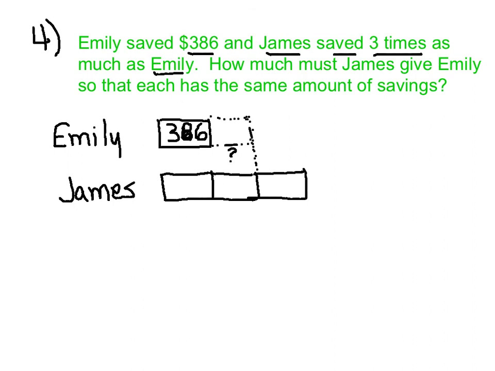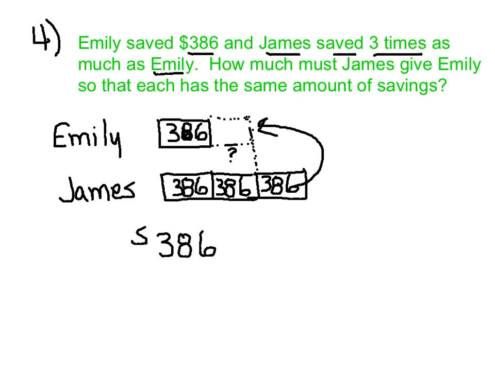Well, now that I look at the drawing, I realize that really I could just take one of these boxes and move it up to there. And I know that inside each of those boxes, because James has 3 times as many, inside each one of those boxes is $386. So James, if you gave Emily $386, then Emily and James would have the same amount. A lot easier once I worked from the drawing.